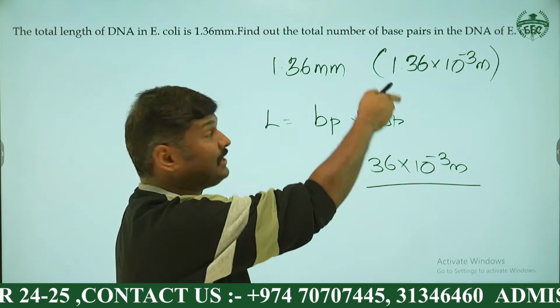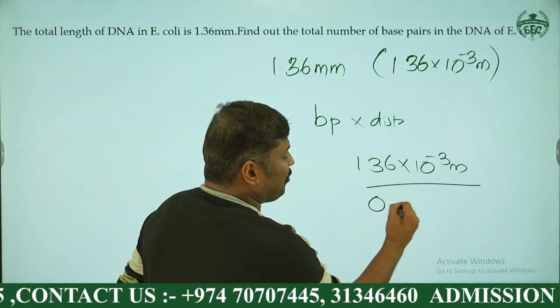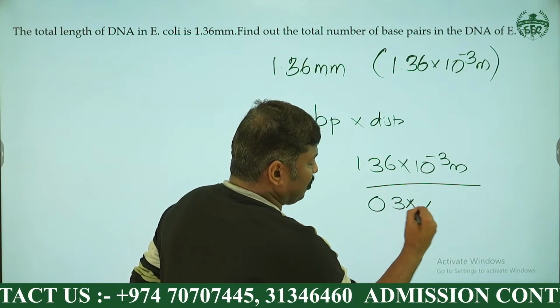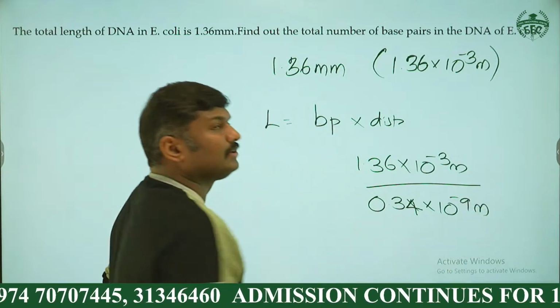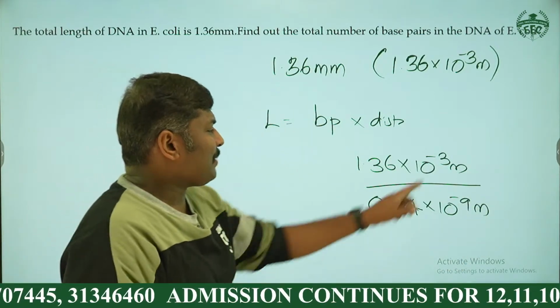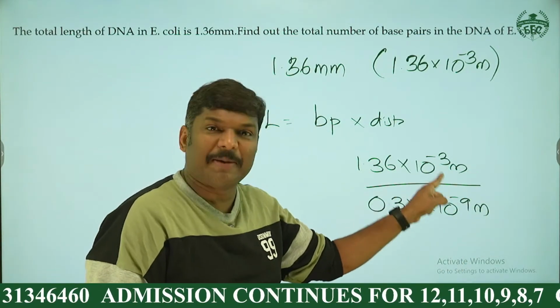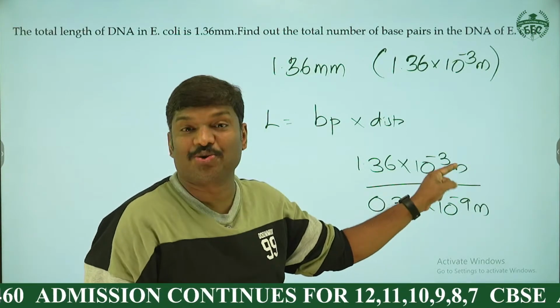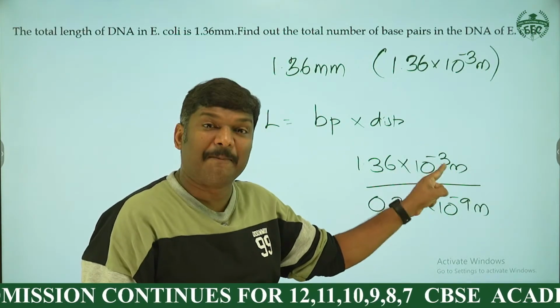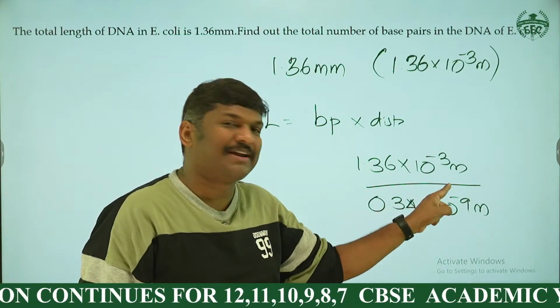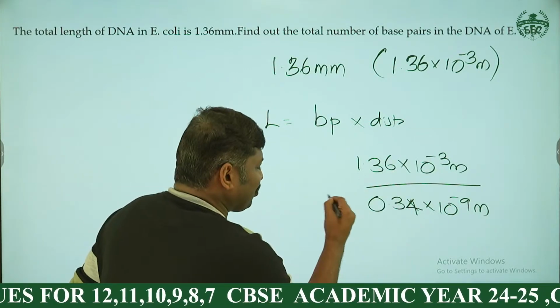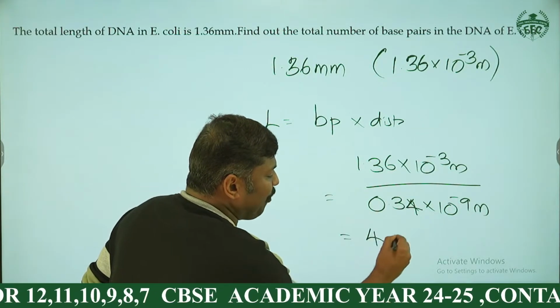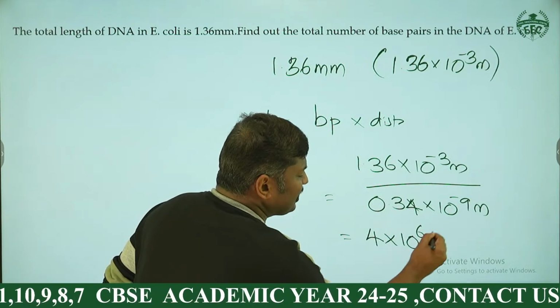It's multiplied by, that is for the other one. Here you can see 0.34 into 10 raised to minus 9 meter. So that's why minus 3 minus, so a raised to m by a raised to n is a raised to m minus n. So that's why 10 raised to minus 3 minus 9. So that's why it is 10 raised to 6. So here you can see the answer will be 4 into 10 raised to 6 base pair.